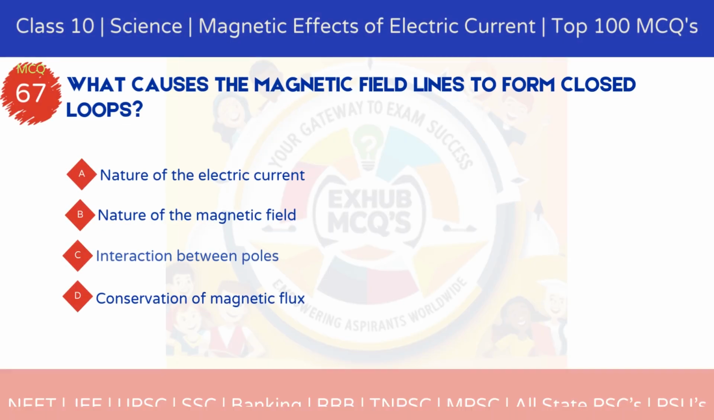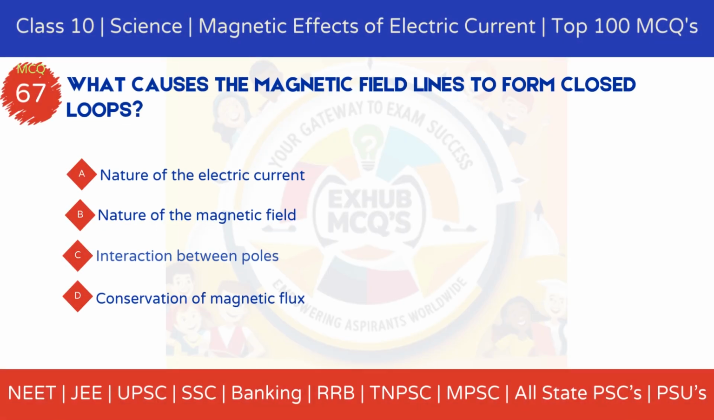MCQ 67. What causes the magnetic field lines to form closed loops? Option A, nature of the electric current. Option B, nature of the magnetic field. Option C, interaction between poles. Option D, conservation of magnetic flux.